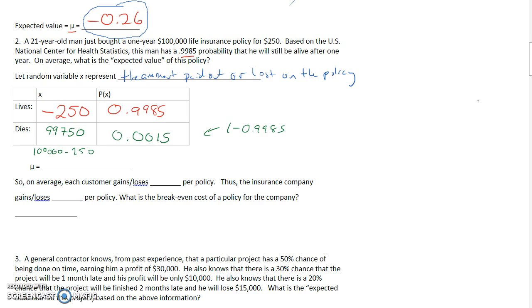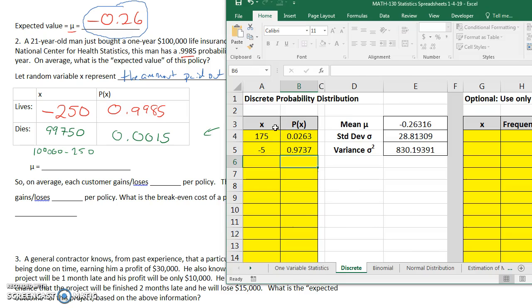So now to calculate the mean, again, we're going to go to this Excel spreadsheet, and we're going to type these values in. So -250 if he lives, 0.9985 probability of living. He has a 99,750 payout for death and 0.0015 probability for that. And we get an expected value or a mean of -100.